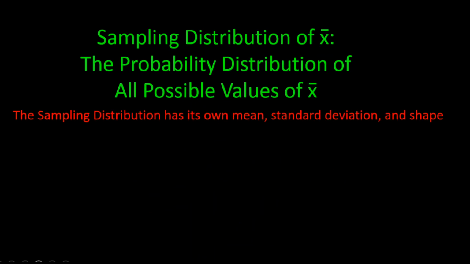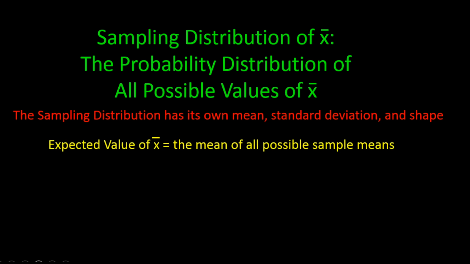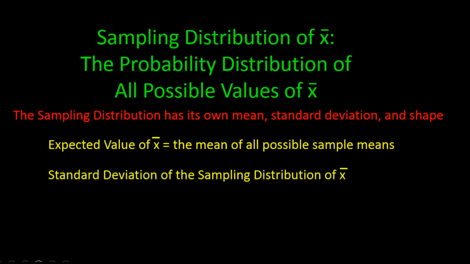The definition of the sampling distribution of x bar is the probability distribution of all possible values of x bar. Just like with any other distribution, the sampling distribution has its own expected value or mean, its own standard deviation, and its own shape. To begin with, let's discuss the expected value of x bar, that is the mean of all possible sample means.